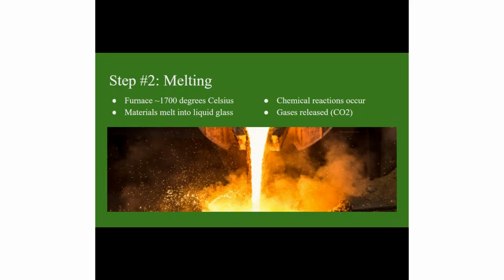So step number two is melting the batch. So during melting, chemical reactions take place. For example, limestone and the soda ash break down and release carbon dioxide gas. This helps form a uniformed molten mixture. The process also removes any bubbles and impurities, which is important for making really clear, high quality glass.